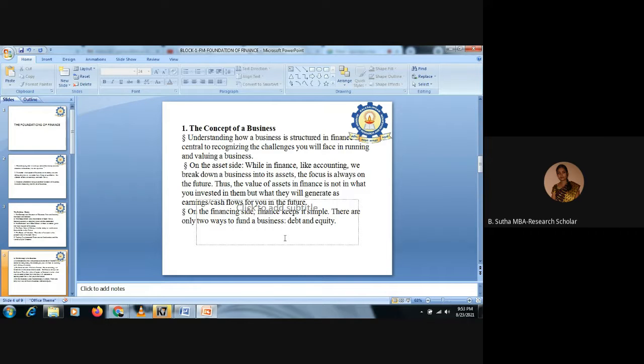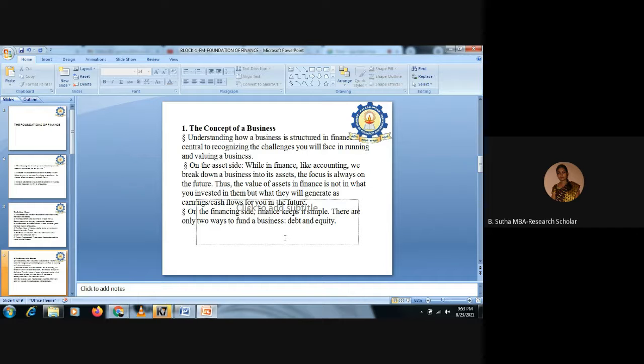What you see on the asset side of the balance sheet changes, and so does the liability side of the balance sheet. I like to believe that in finance we keep it simple. There are only two ways of raising money for a business: one is you can borrow the money, that is debt, or you can use your own money, that is equity. As you expand the business, the mix of debt to equity might change, but I remind you, there are still only two ways you can fund a business: debt and equity.